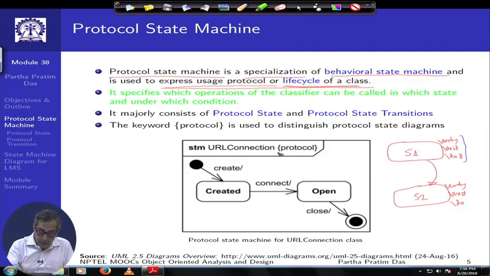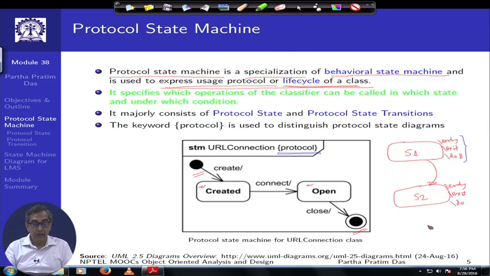When we represent a protocol state machine, we usually use the keyword protocol written in curly braces, which designates that this is a protocol state machine. So, this is like before, these symbols are the same. This is the initial pseudo state, this is the final pseudo state, the final state, and these are the protocol states.